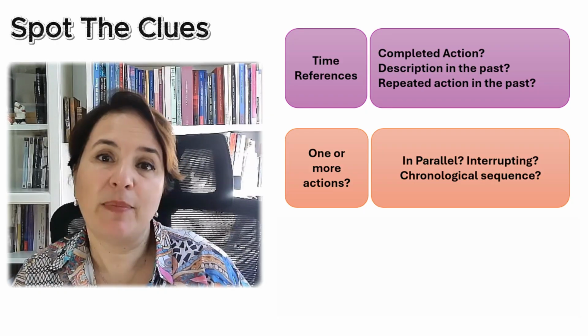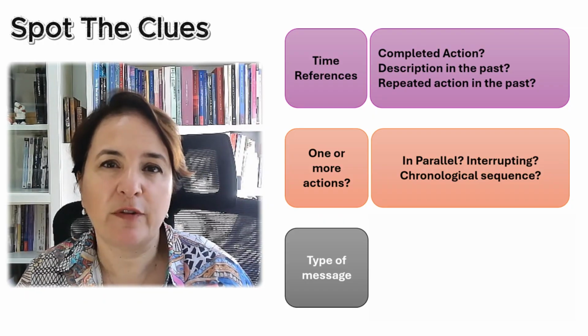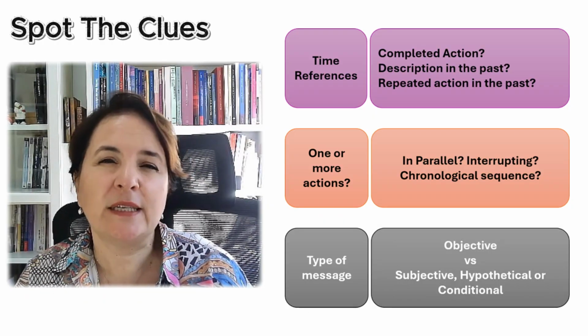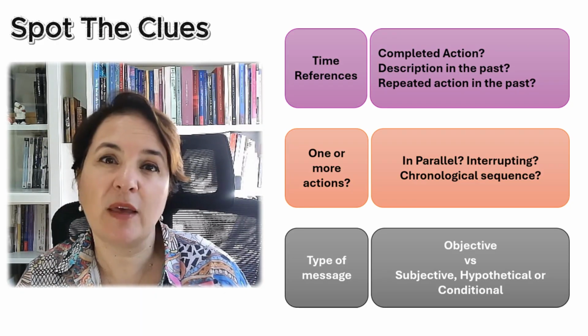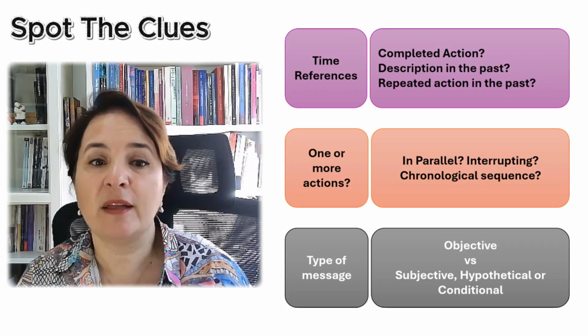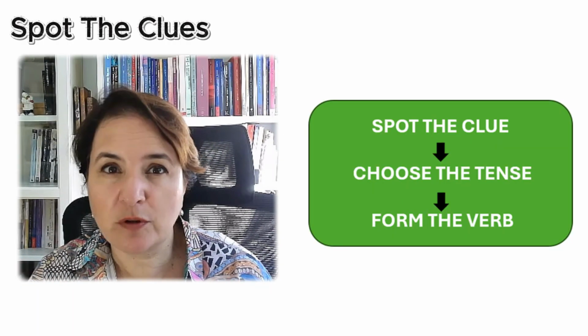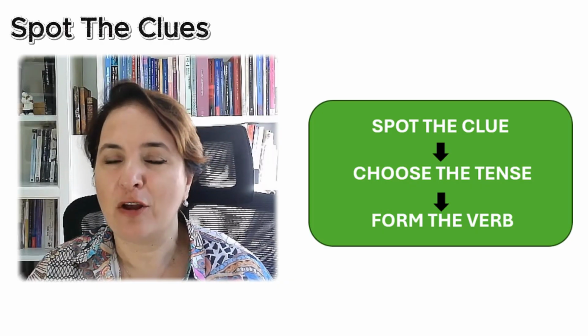Finally, you can also think about what you are trying to communicate and the nature of it. Is it something factual? Or is it something more subjective, your own opinion, your own feelings about something? Or is it a hypothesis or a conditional? That can influence the form that you need. As you can see, when you are revising your verbs, rather than just memorizing hundreds of rules, start training yourself to read the whole context. So first of all, spot the clues, then choose the tense, then form the verb in your head, and then finally use it.